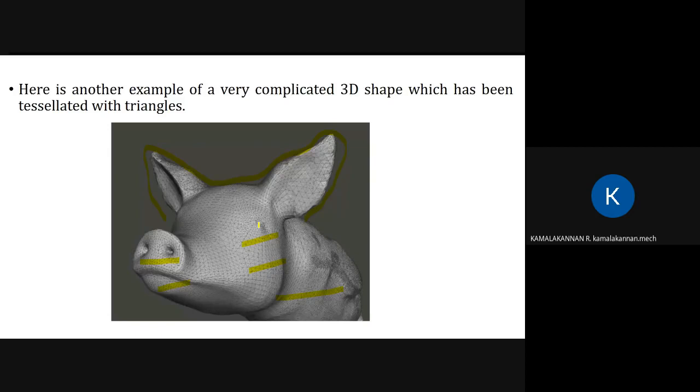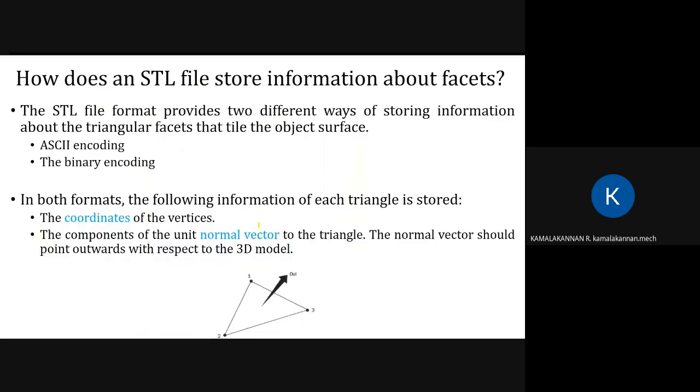Okay. How does an STL file store information? Now we know about the STL file. It is one of the best files to store data of a 3D CAD model for 3D printing in a 3D machine. In an STL file there are two types: ASCII and binary. We will choose binary because ASCII will carry more data.